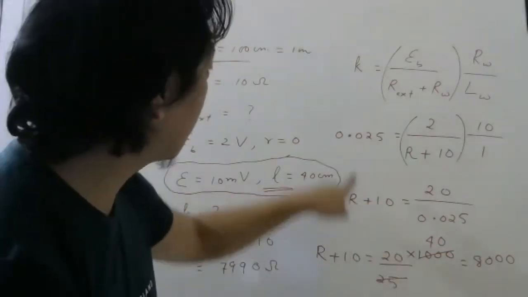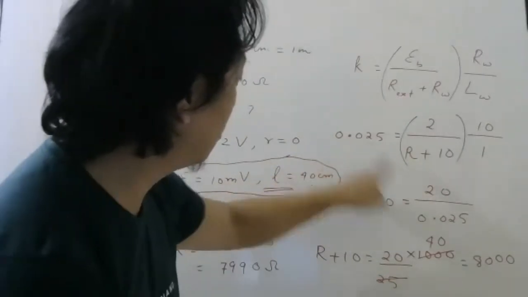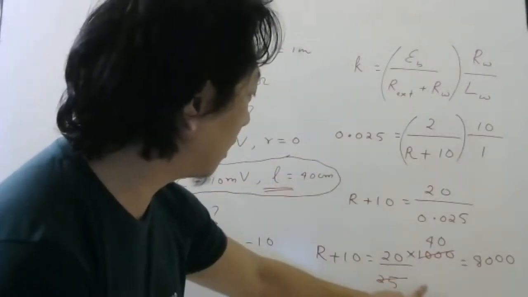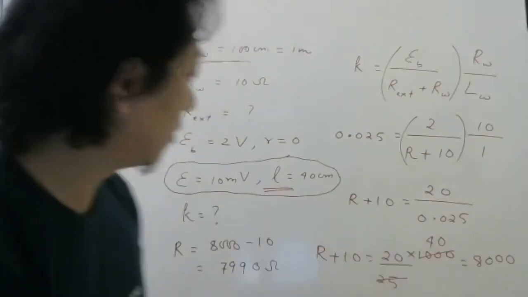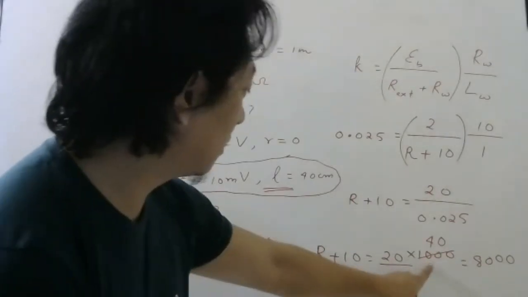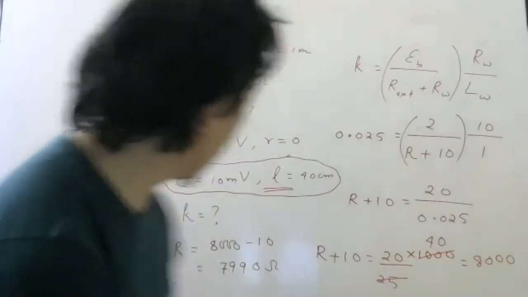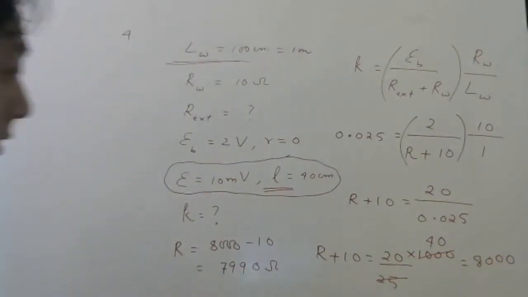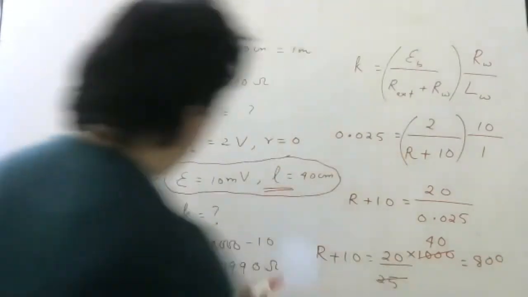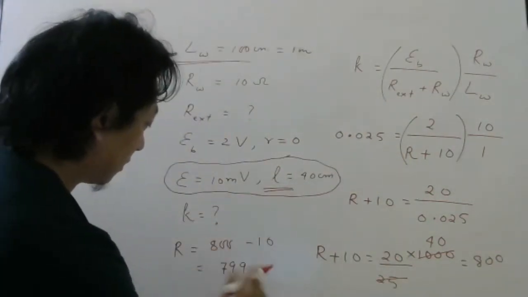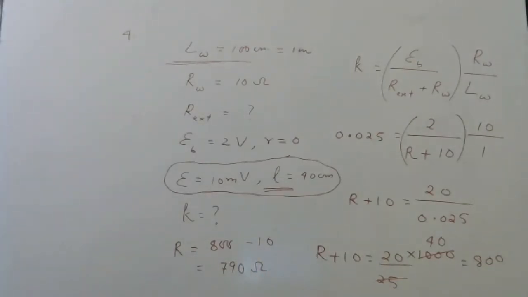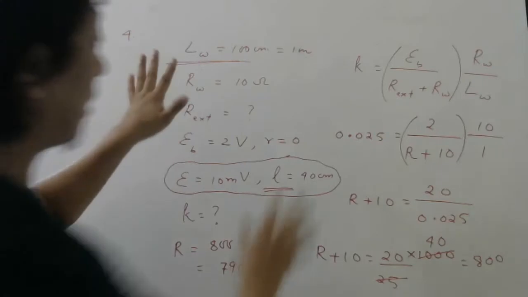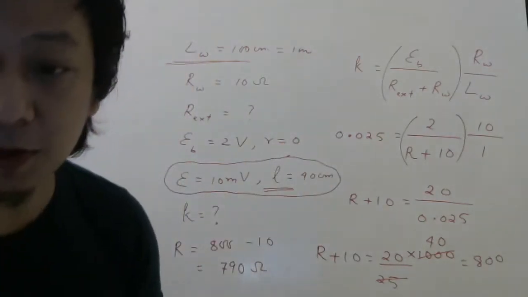I hope everything is correct. R plus 10 here, 0.025 down. This is 25 into 10 power minus 3. It will be plus 3, which means 1000. 25 4s are 100. 4 2s are 8, 800. Sorry, 800. So this will be 790. Sorry, 790 ohm. Okay, small mistake. So please try to remember this kind of question. It may be asked in your NEET exams also.